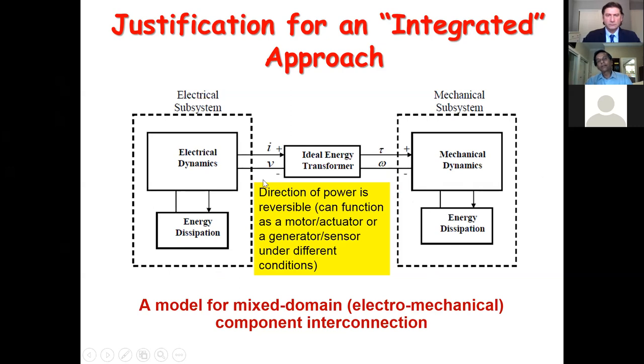So an electric motor is an example, which converts electrical energy to mechanical energy. Or an electric generator is another example, which converts mechanical energy to electrical energy. Also, a generator is actually a sensor that senses the condition of this mechanical system. So this is also a model of an actuator or a sensor.